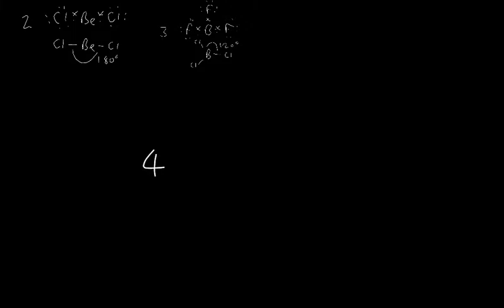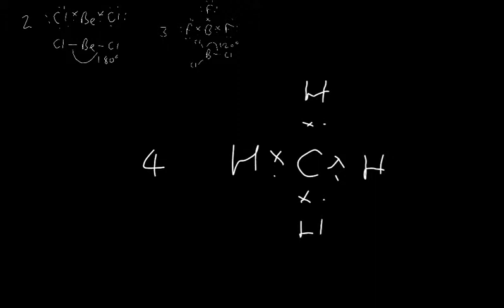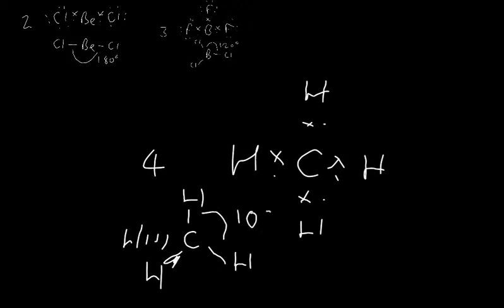Okay, let's do 4. So let's take the classic, which is methane. So carbon, 1, 2, 3, 4 electrons in its outer energy level. Hydrogens. Okay, and we want to draw that. We're going to show the 3-dimensional nature of it. So we've got a thick line there coming out and a dashed one going in. So we get methane and a bond angle now of 109 degrees.